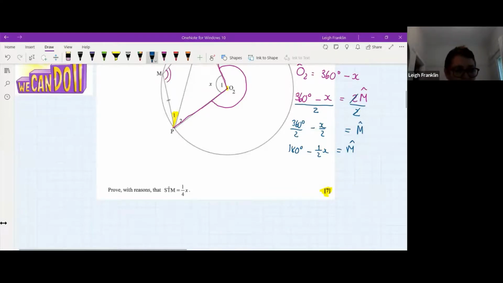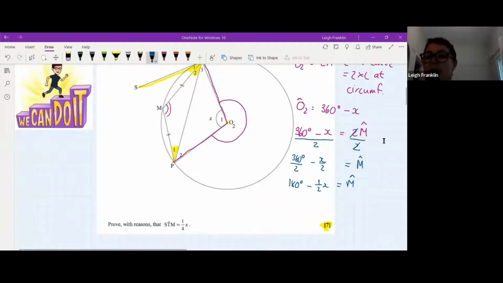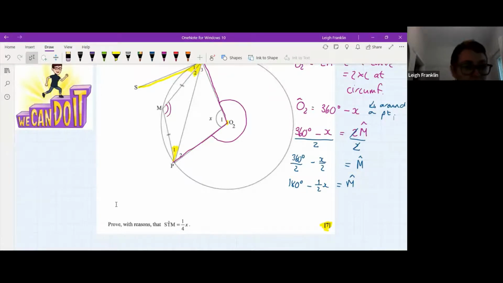Ma'am, what would the reason be for O2 to be 360 minus x? That would be angles around a point. Sorry, I'm squashing it up a little bit here. I hope you guys can see that. So O2 is 360 minus x because of a revolution, or you can say angles around a point.